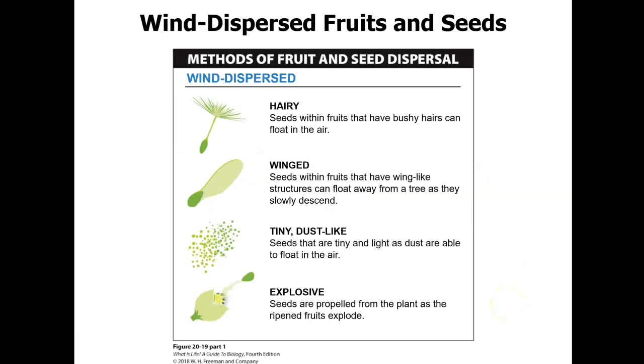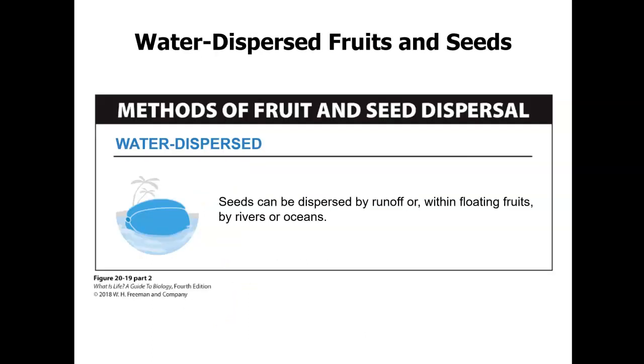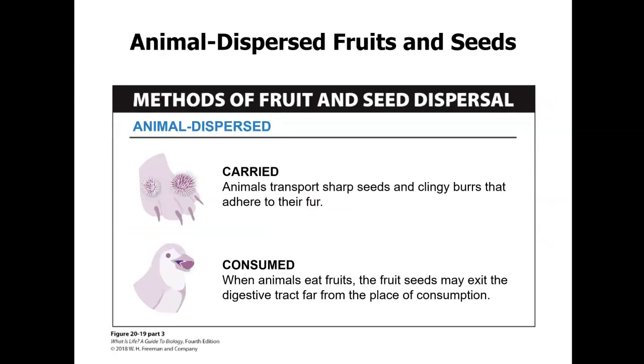So here's a visual example of what those might look like. All right, so water dispersed fruits and seeds. You have seeds that can be dispersed by runoff or within floating fruits by rivers and oceans, like we have our coconut here. We have the animal dispersed, so it could get stuck to them, like with little burrs or thorny structures that can stick into the fur and be carried away, or it can be consumed and then left somewhere else.